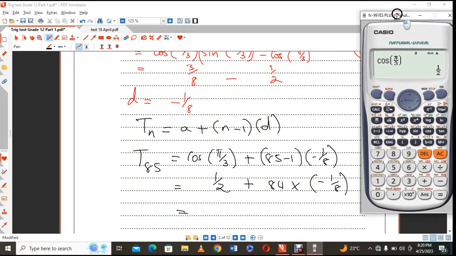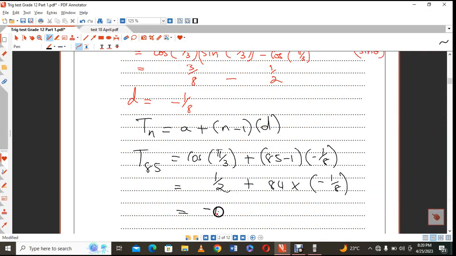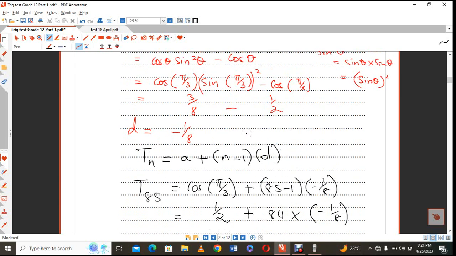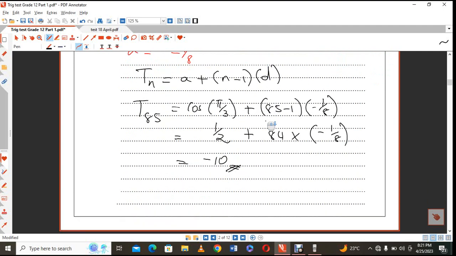All right, so just try to show your working step by step, and in this case you're not going to make unnecessary mistakes. So it's a half plus 84 times negative 1 over 8, and that gives us our 85th term, which in this case is negative 10. Okay, right, so again you are getting your method marks in there for your common difference and also for using the correct formula and substitution into the correct formula.